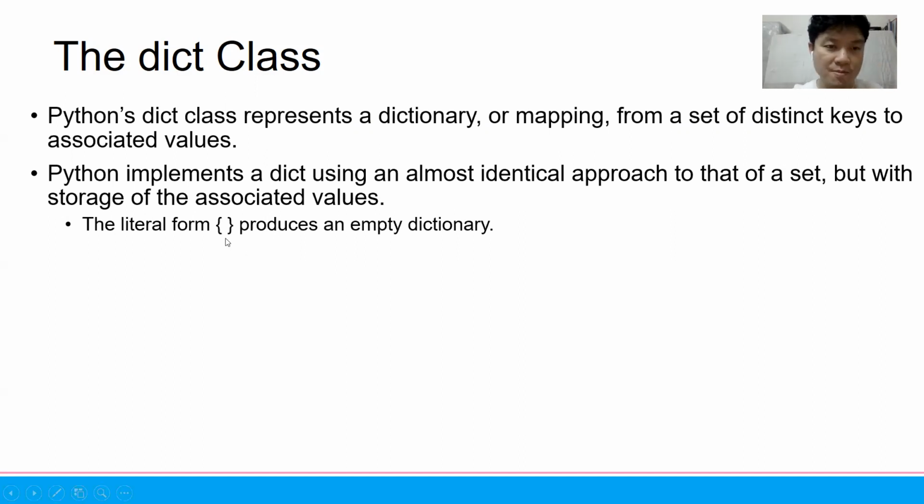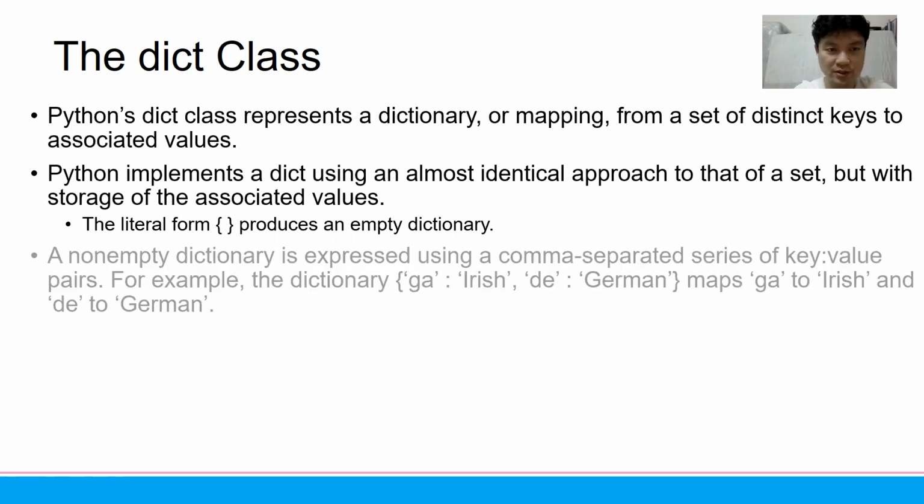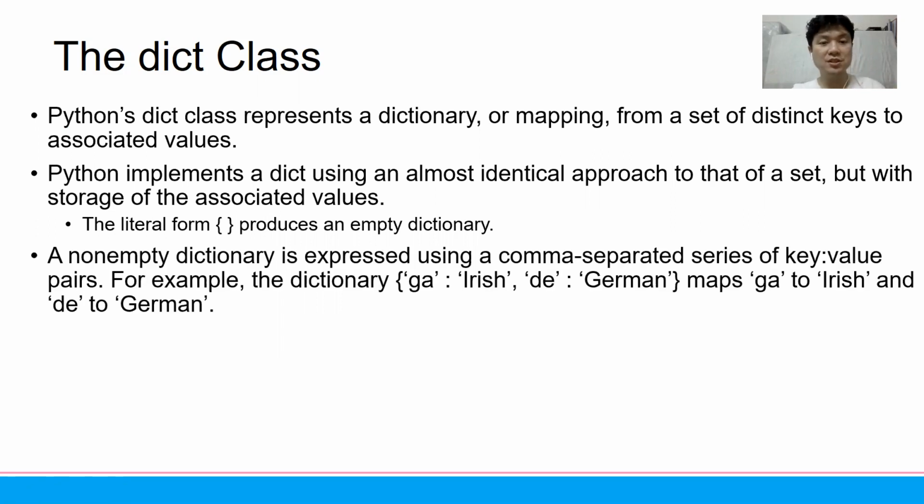So we have the same literal form, which is the curly bracket, and this literal form with empty brackets is an empty dictionary. Before, if we have nothing inside the curly brackets, it represents nothing. But here we have the empty dictionary. The non-empty dictionary is expressed using a comma-separated series. So you need to make the key colon value. This is important. When you have the key and value, you need to separate those two with the colon.